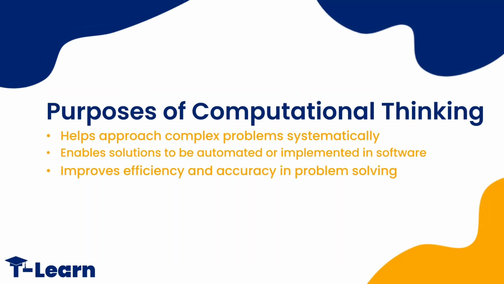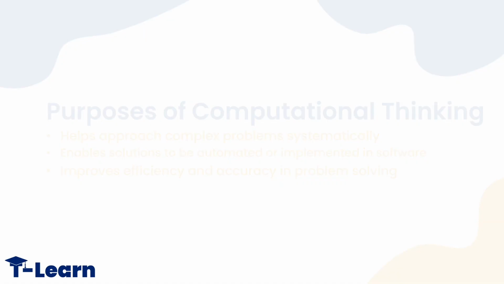So yes, we got computational thinking, but what is actually the purpose of computational thinking? Well, there are three main purposes. 1. It helps us approach complex problems systematically, enables solutions to be automated or implemented in software, and also improves efficiency and accuracy in problem solving.